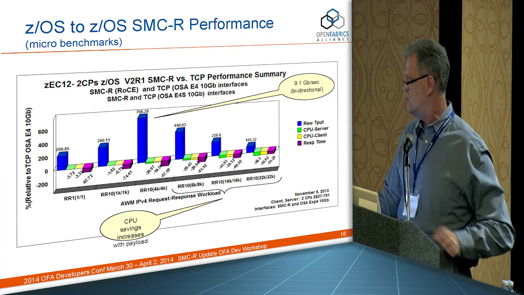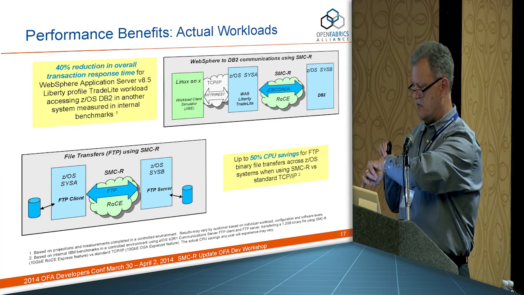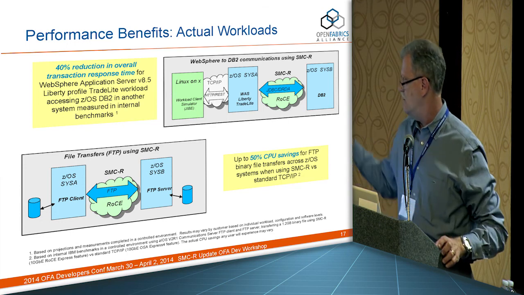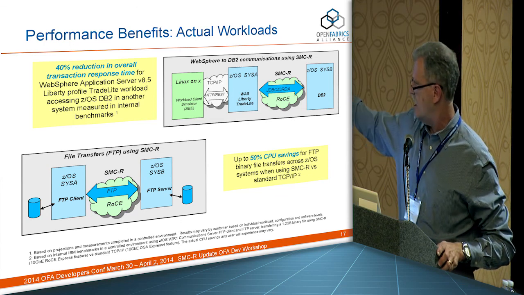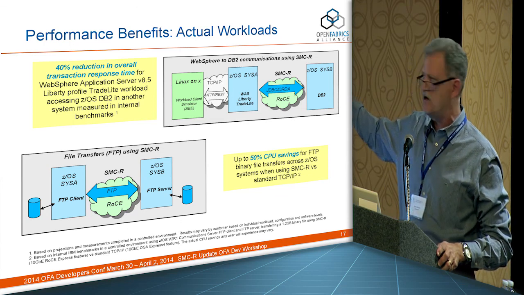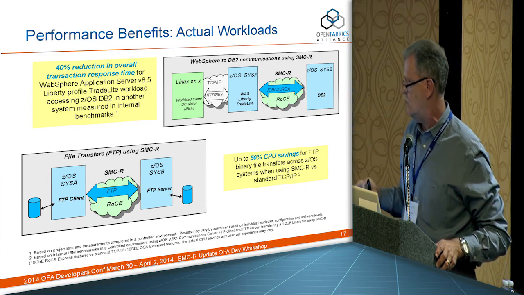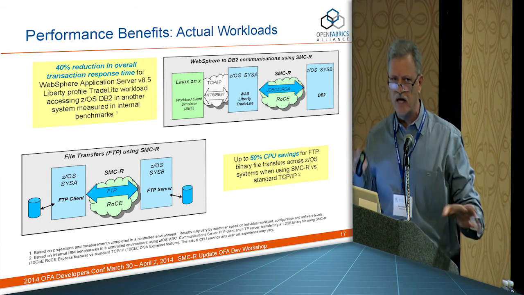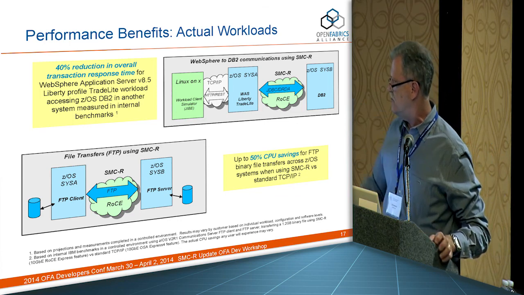To the right, we start seeing the CPU savings. Here are the real workloads, the macro benchmarks. And I won't spend a lot of time on them because you have a link to them. But up on top, this is a very interesting one right here. This is a client from Linux on X attaching to z/OS WAS Liberty, which is the light footprint version of our WebSphere app server, talking to a backend DB2.